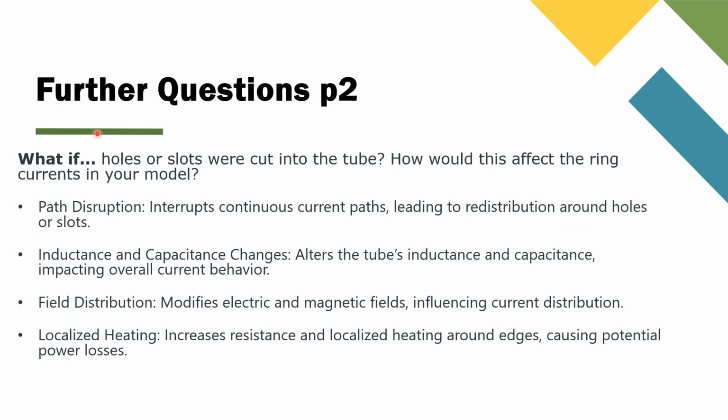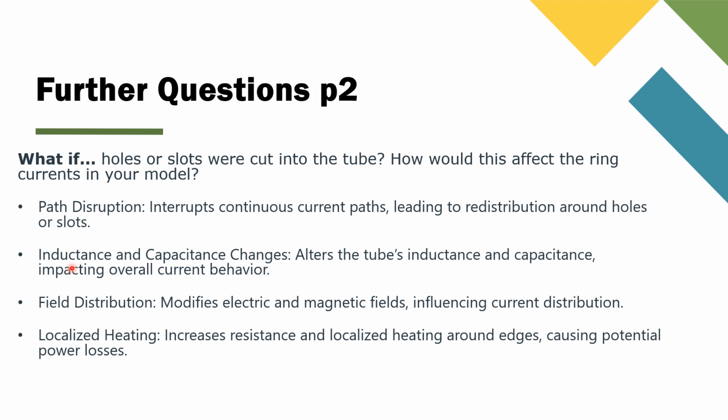Moving into the second what-if question: what if holes or slots were cut into the tube? How would this affect the ring currents in your model? This would create path disruption. It would interrupt the continuous current paths, leading to redistribution around the holes or slots.